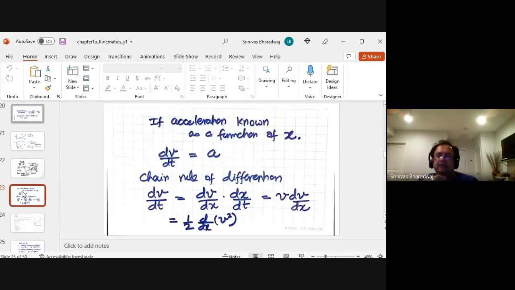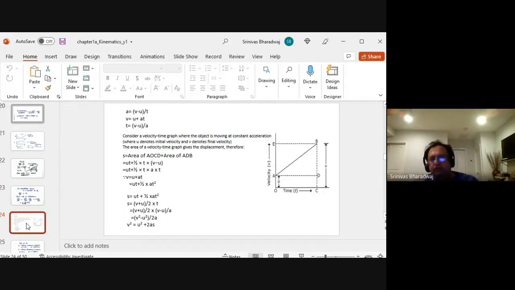So dv by dt equals a can also be written as dv by dx times dx by dt, and dx by dt is again v, so v dv by dx. Therefore, that's how you derive v square equals u square plus 2as, right? And that's how we derive all these equations: v square equals u square plus 2as, s equals ut plus half at square, and a equals v minus u by t. These are the standard equations for uniform, constant acceleration questions.